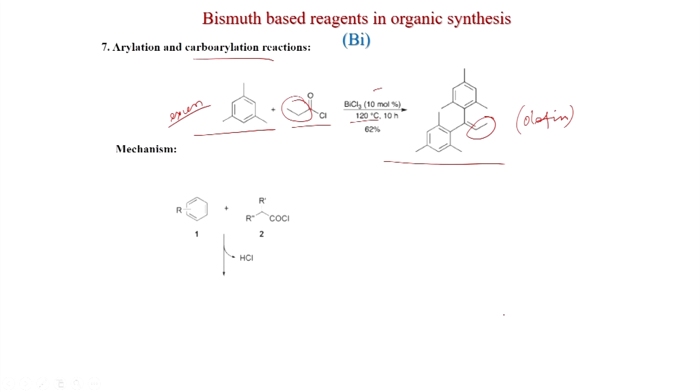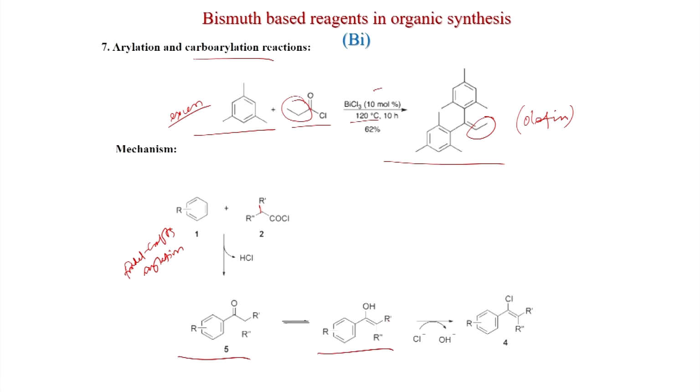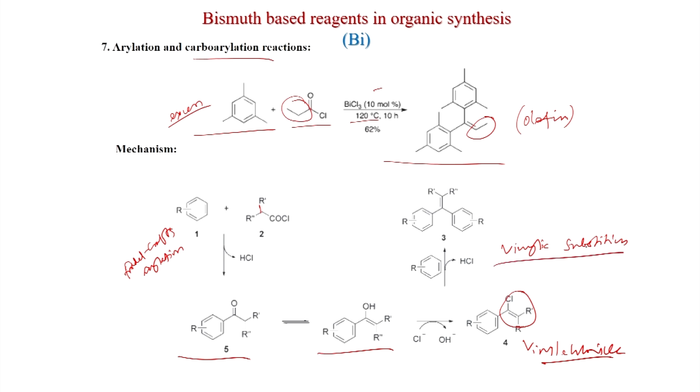So, what could be the mechanism of this reaction? First, this Friedel-Crafts acylation will happen to generate this ketone, and this ketone will be in the enol form, and this enol will go to the vinyl chloride. So, this is very important, vinyl chloride is formed here, Cl minus will displace OH minus, and again the acid mediated vinylic substitution. So, this is vinylic substitution reaction happening. In vinylic substitution, the aryl group displaces the chlorine and you get the olefin.